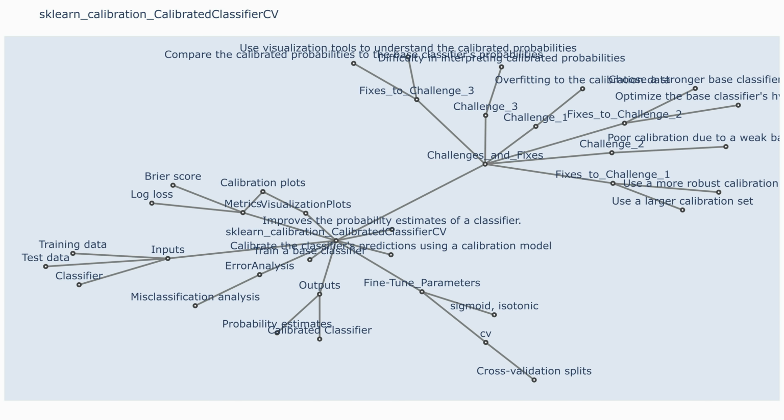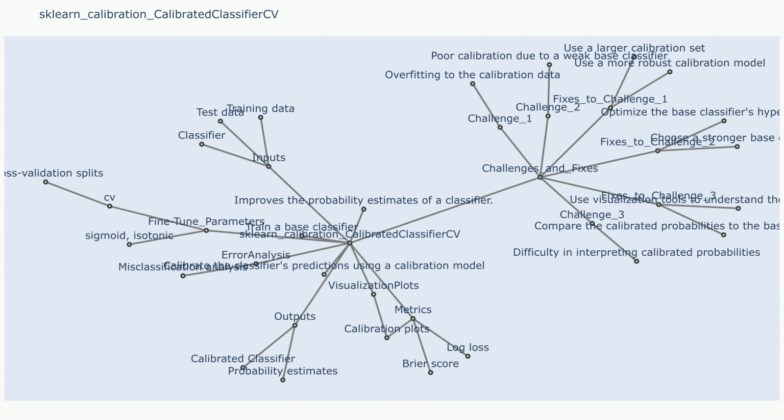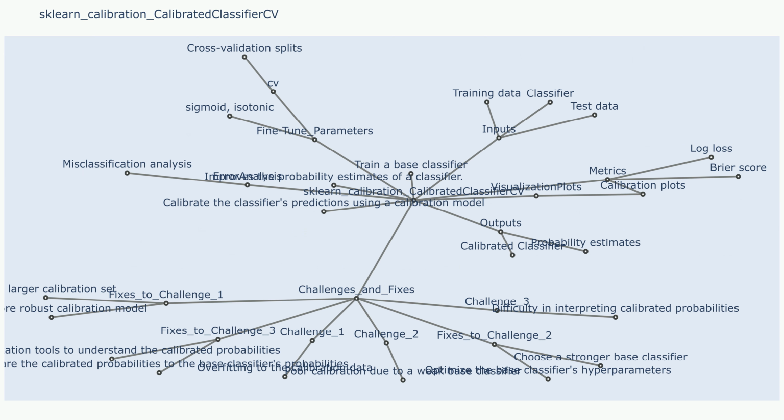sklearn calibration CalibratedClassifierCV. Description: CalibratedClassifierCV is a scikit-learn estimator that uses calibration to improve the reliability of probability estimates produced by a given base classifier. It does this by fitting a sigmoid function to the base classifier's predicted probabilities, effectively scaling them to better match the true probabilities of the target class.